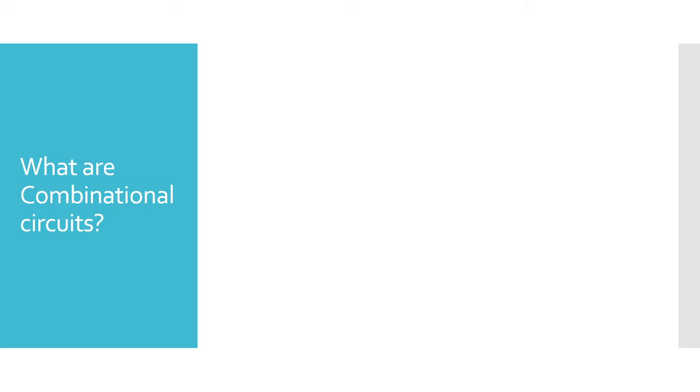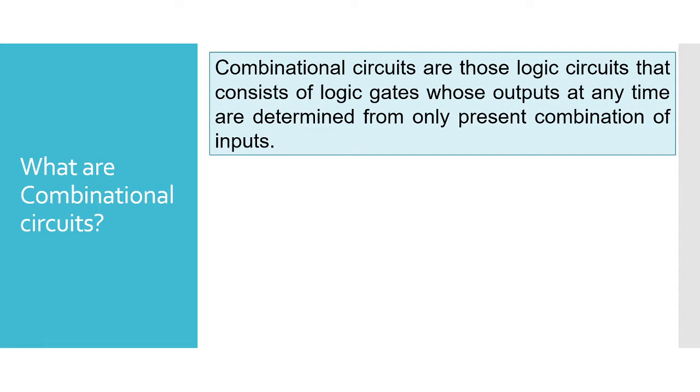So first thing that will come to your mind is, what are combinational circuits? So first I will explain what are combinational circuits, right? All of you are aware about logic gates. So combinational logic circuits are actually logic gate networks whose output at any time is determined from only the present combination of inputs. Means whatever input combination is present at the instant will decide the output.